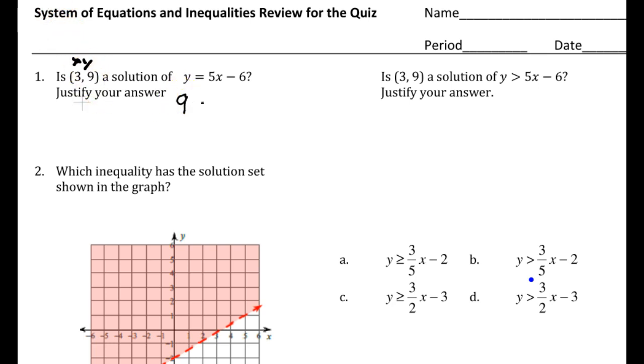So let's see here. We ask: is 9 equal to 5 times 3 minus 6? Is that true or false? You get 15 minus 6, so that's true. Therefore, it is a solution. So yes, it is a solution, justified because we get a true.